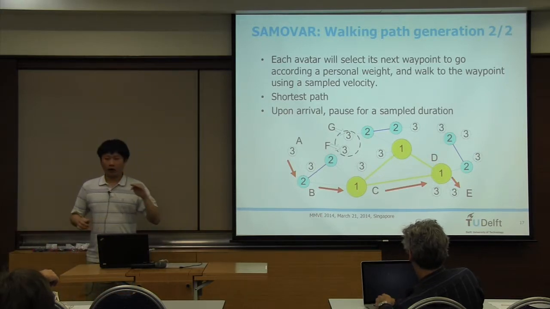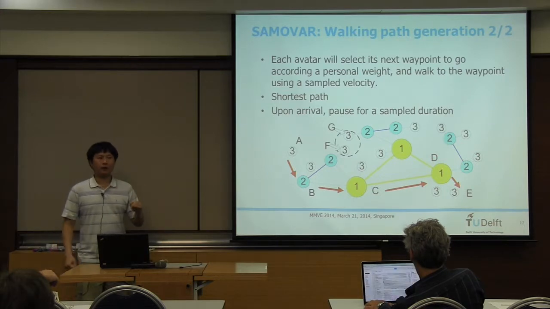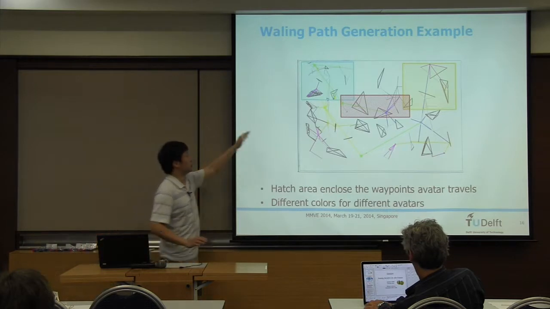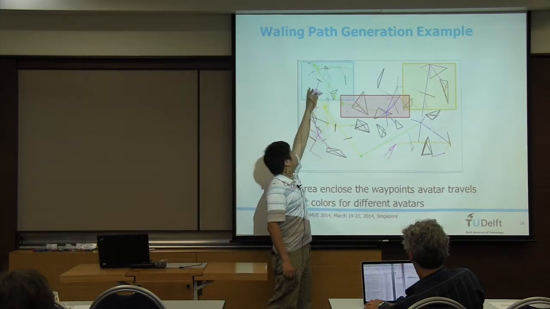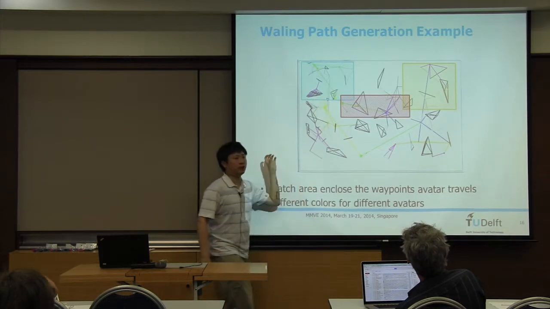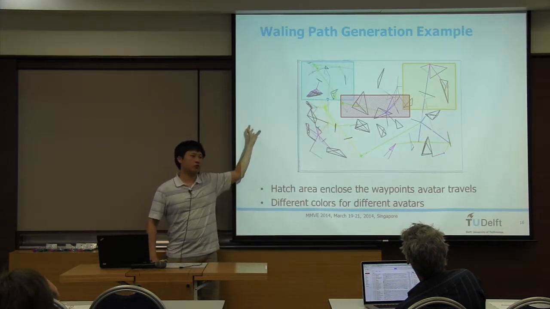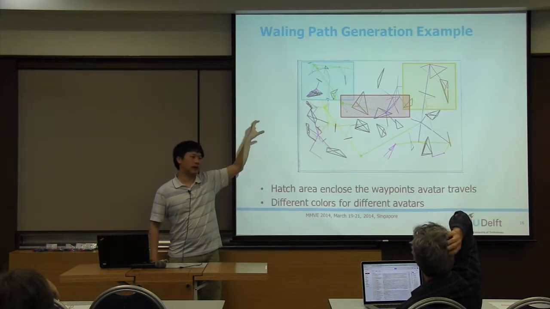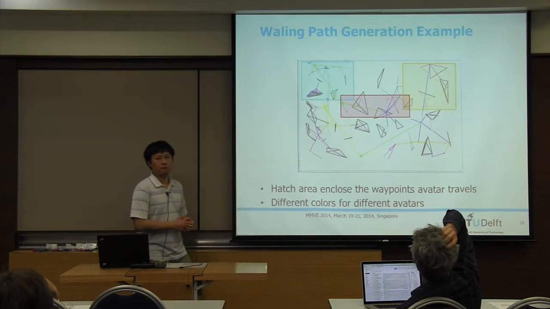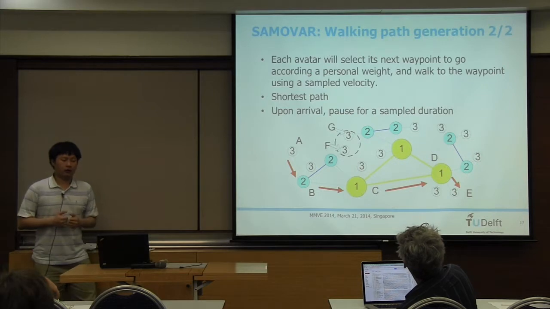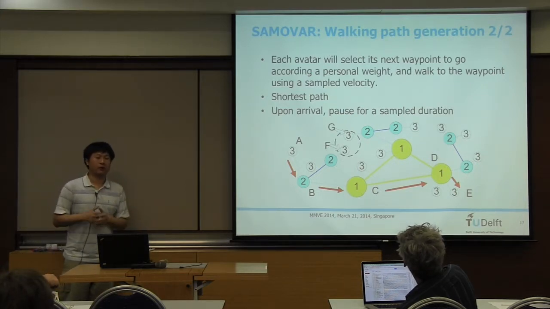And the avatar will walk to its selected waypoint according to the shortest path. So in this map, when this avatar travels from one point to another point, it will only use its subgraph to check. Only use the shortest path on the submap instead of the full map. Once the avatar arrives at the waypoint, the avatar will pause for a pause duration.